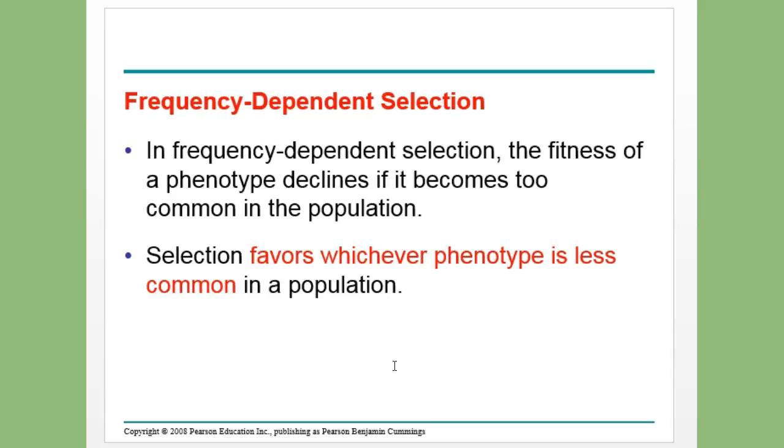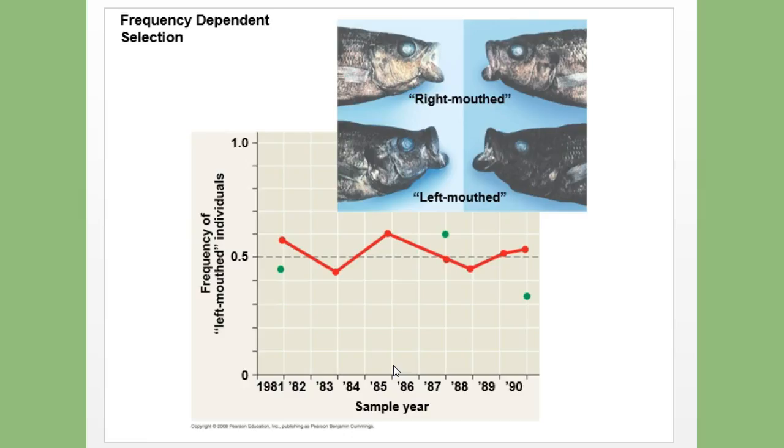Frequency-dependent selection. In frequency-dependent selection, the fitness of a phenotype declines if it becomes too common in the population. Selection favors whichever phenotype is less common in a population. Okay, frequency-dependent selection is shown on page 484. Alright, and this is showing frequency-dependent selection in scale-eating fish.